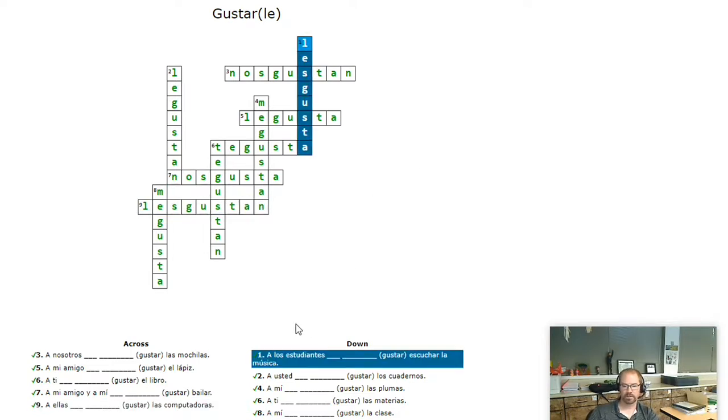Main thing here to keep in mind is that the first word determines who it is that likes something. That's the me, te, le, nos, les. And the second word will be gusta if it's one thing you like, or it's one thing the person likes, and gustan if it's multiple things that are liked.